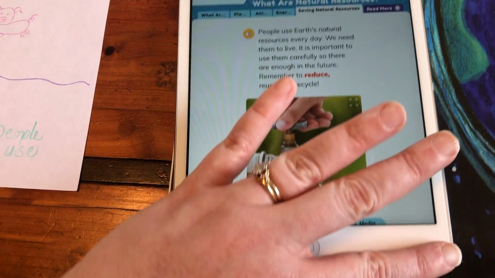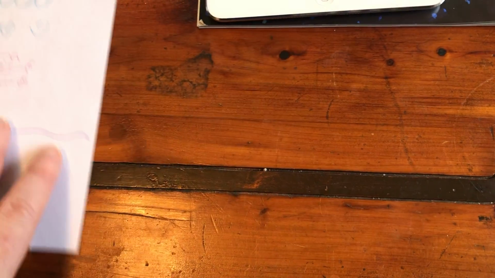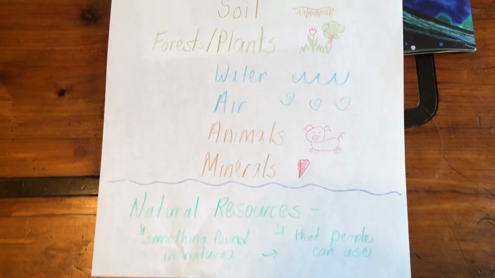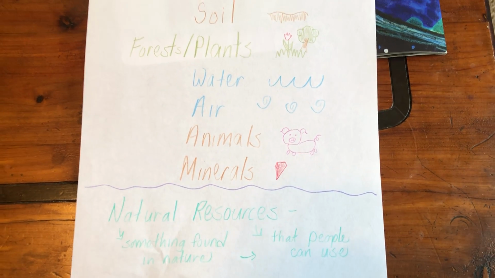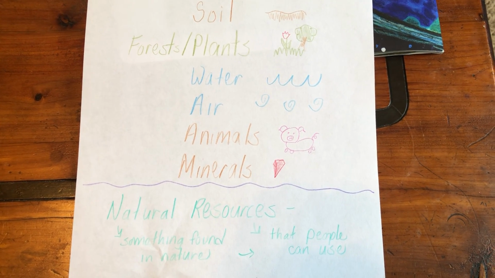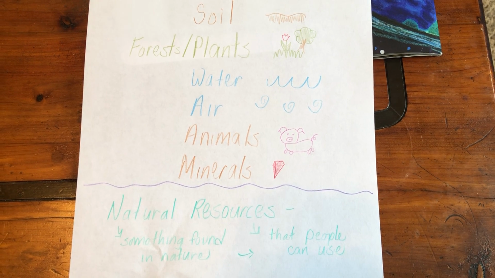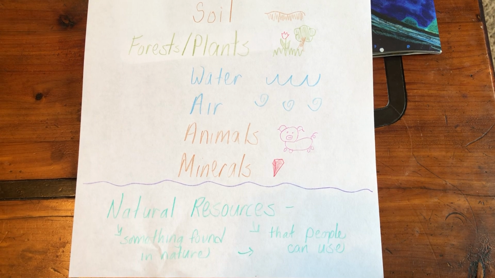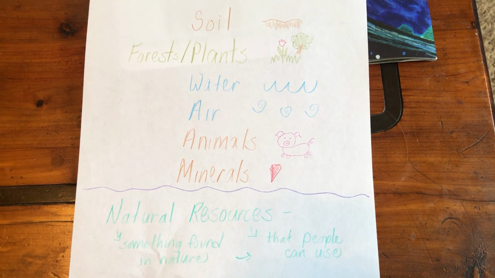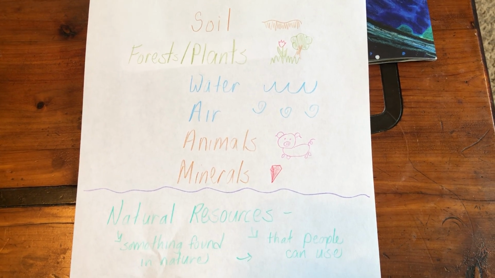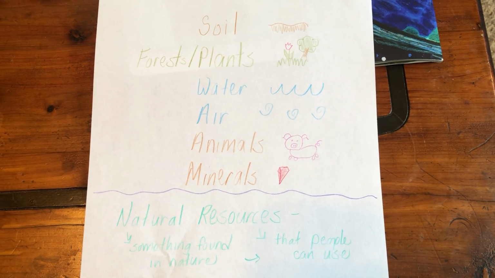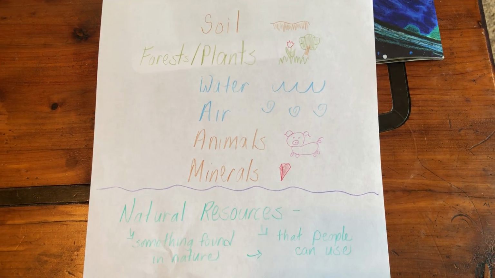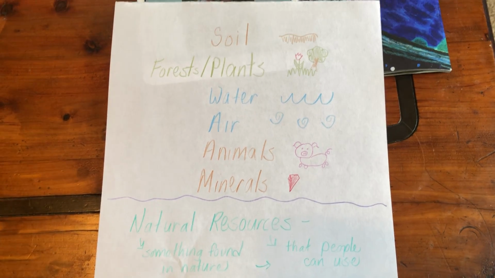So I'm going to move my iPad to the side and I'm going to bring out this piece of paper that I made for us. This is going to help us review natural resources. Down at the bottom I wrote natural resources. Natural means something found in nature, and resources are things that people can use. So if somebody says, what is a natural resource? We could say something found in nature that people can use. That's what a natural resource is.